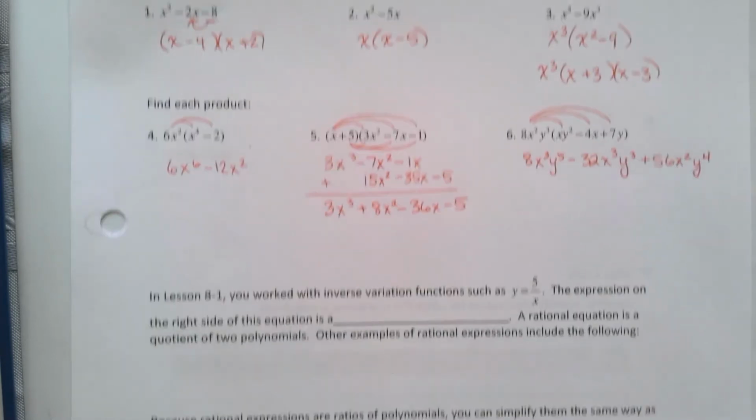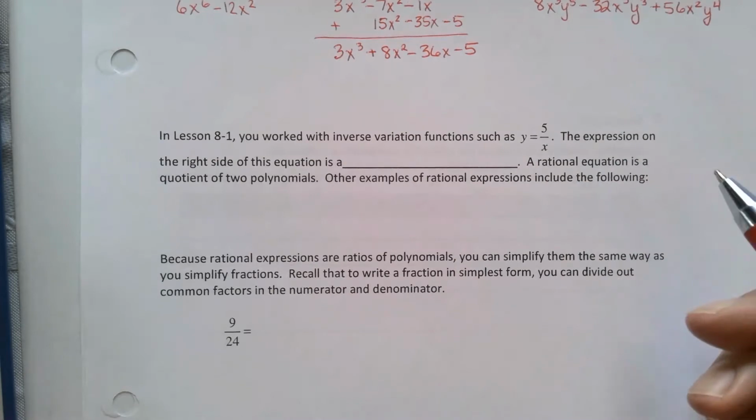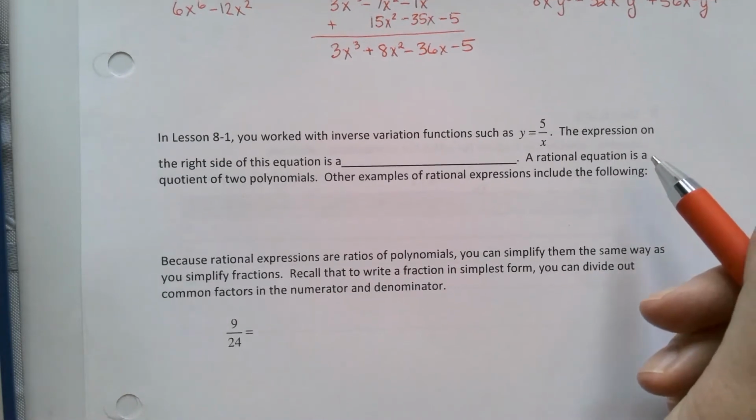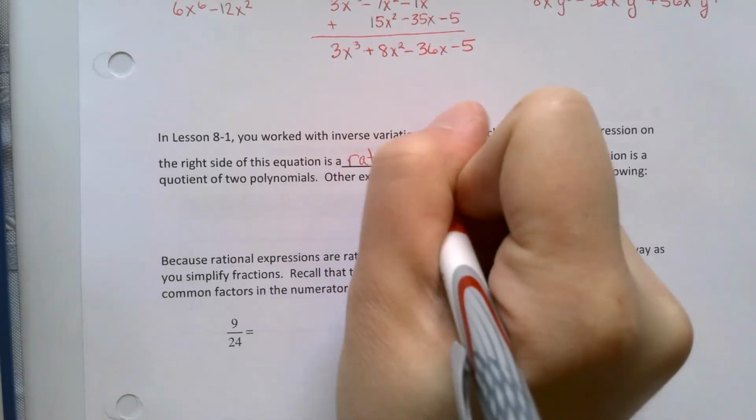In a prior lesson, in 8.1, we worked with inverse variation such that y equals 5 over x. And the expression on the right side of the equation is called a rational expression.